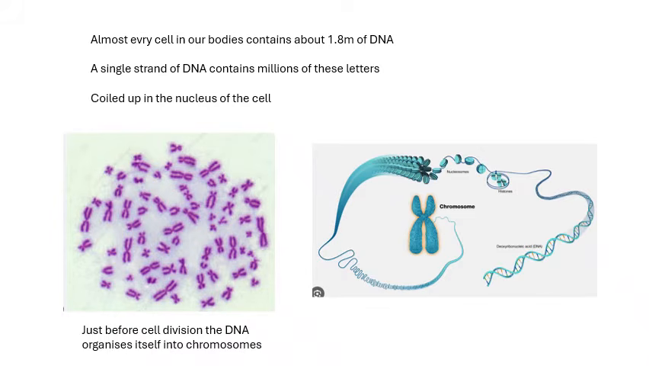Now, normally it's not completely random, but it's uncoiled in the nucleus. It's only just before cell division that it organizes itself into these chromosomes ready to split. Just before cell division, the DNA organizes itself into chromosomes. In fact, that's the only time you can actually see the DNA. Before that, it's just too spread out.